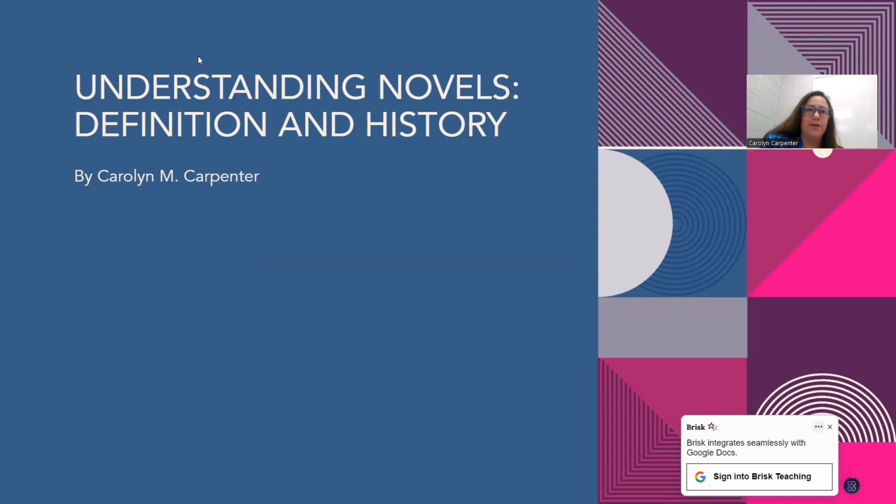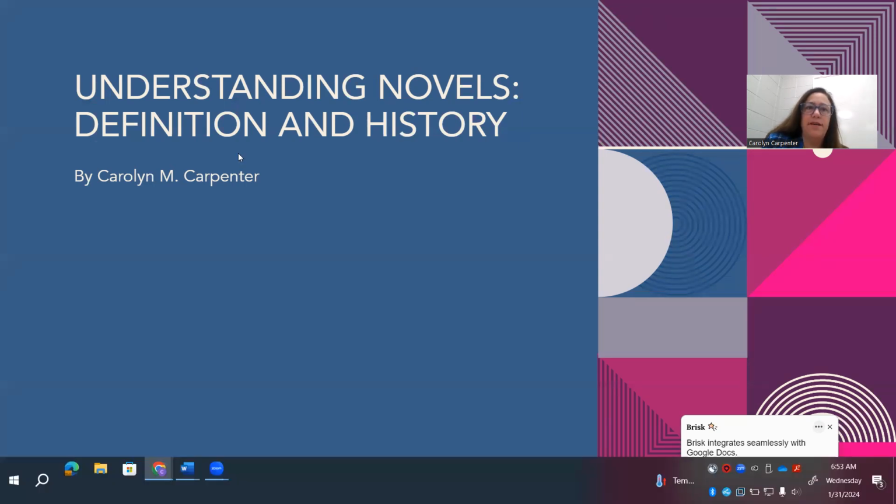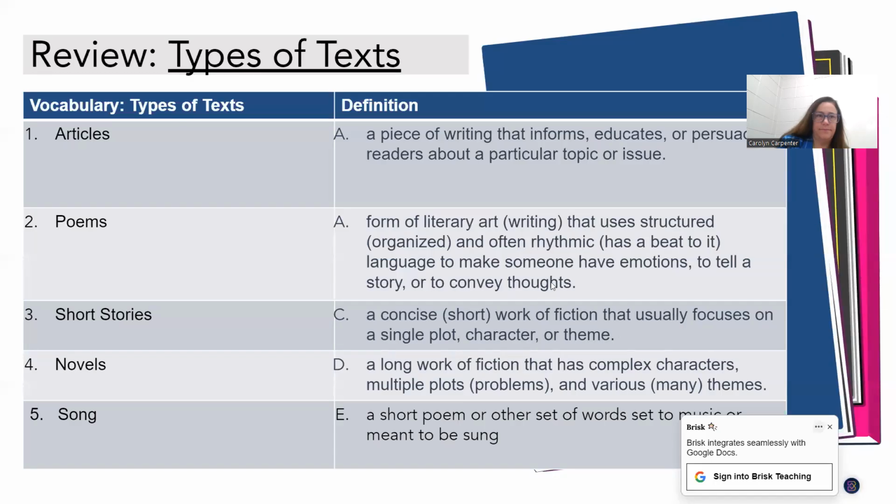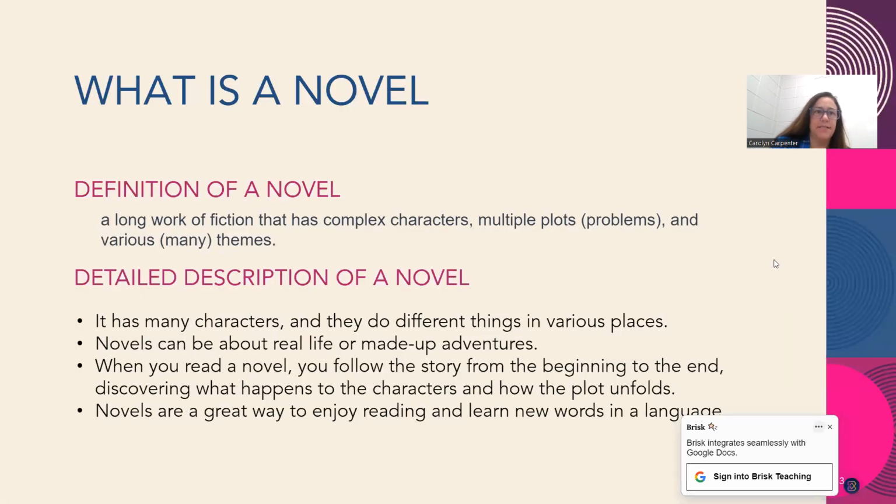And this PowerPoint is called Understanding Novels, Definition and History. I'm gonna skip this part because it was already on your pre-test. Okay, so what is a novel? The definition of a novel is that it's a long work that is complex. It has complex characters, multiple plots or problems, and various, which means many themes.